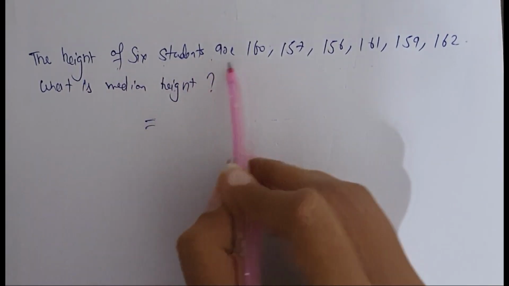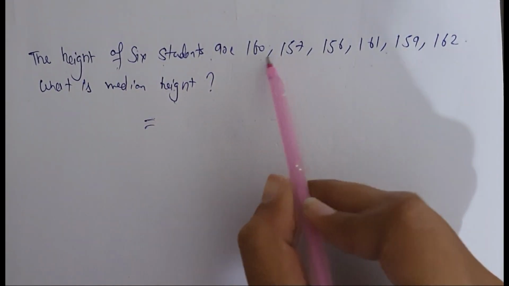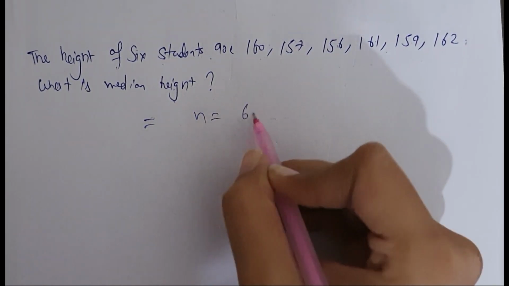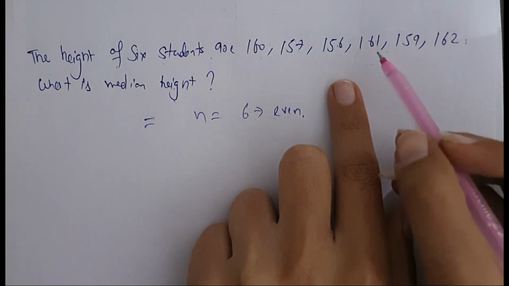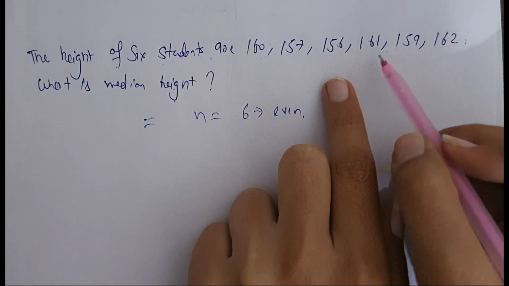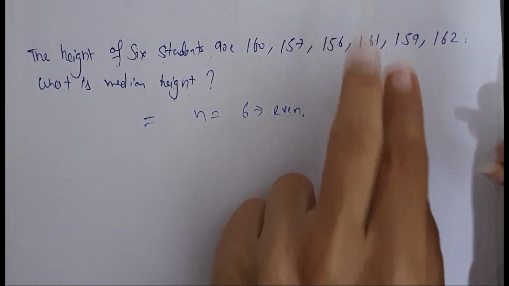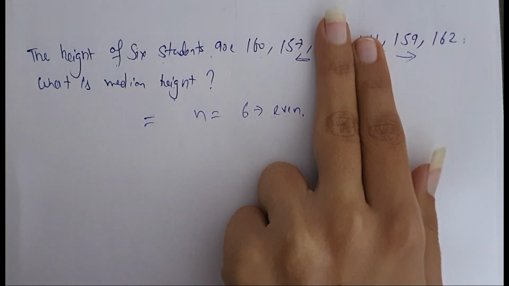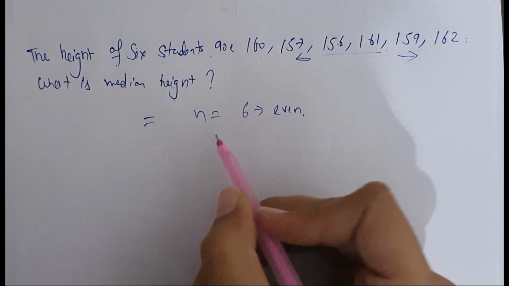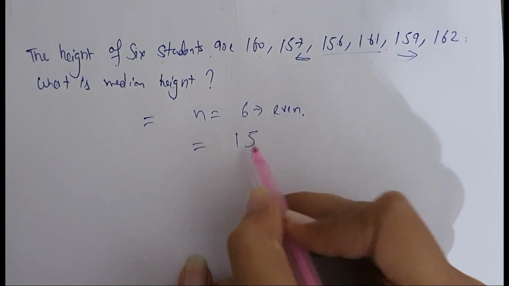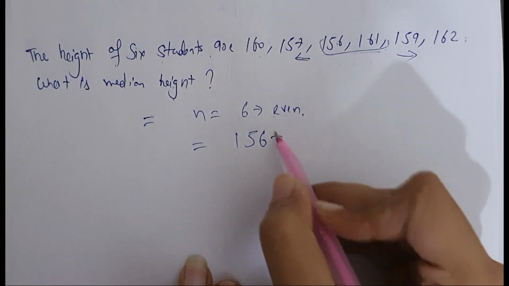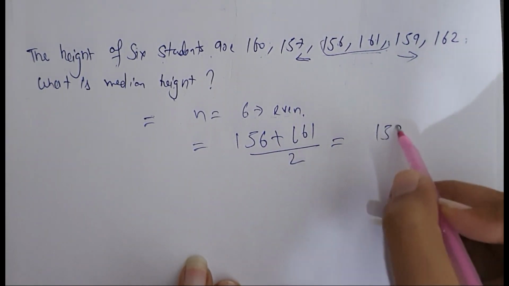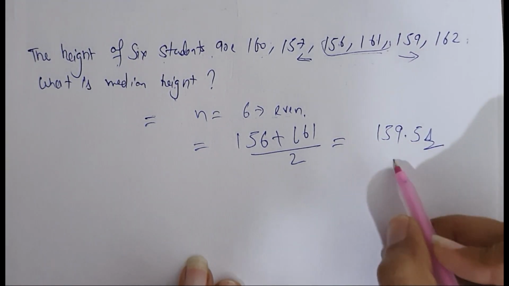The heights of 6 students are these. What is the median height? Now 1, 2, 3, 4, 5, 6. Here n is 6, which means even. If terms are even, then how do we find its median? Two center terms will be there. Two terms are on its left, two terms are on its right. These are the center terms, that is 156 plus 161 divided by 2. This will come out to be the answer, this will be the median.